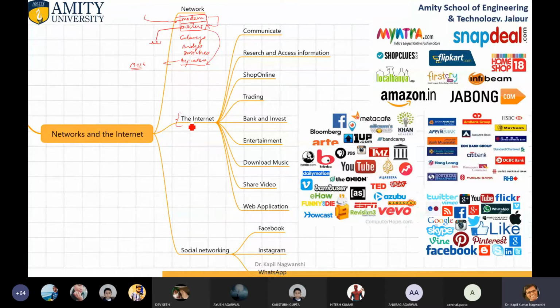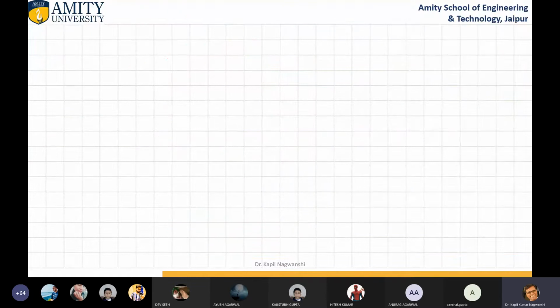Now come to application, internet. Internet includes communication like WhatsApp calls or different calls. Research and access information: you can access any website, you can research, for example, the current rate of mortality with respect to COVID-19. Then you can shop online, Amazon. So many websites are there. Some of them are closed nowadays. Snapdeal is not available, I think, or may be available with some other. So online shopping, trading, bank and investment, entertainment, music download, share video, web application, Facebook, Instagram. These are all applications of internet.